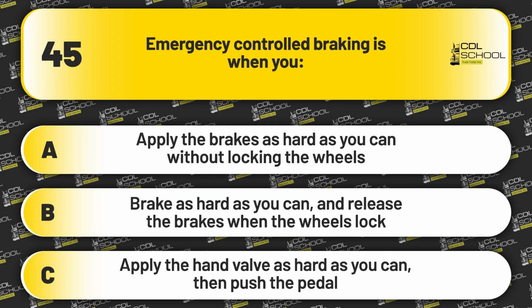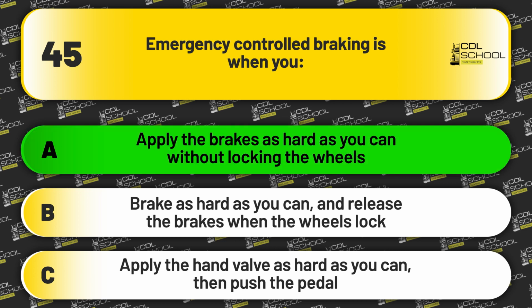Emergency control braking is when you A. Apply the brakes as hard as you can without locking the wheels. B. Brake as hard as you can and release the brakes when the wheels lock. Or C. Apply the hand valve as hard as you can, then push the pedal. So emergency control braking is when you apply the brakes as hard as you can without locking the wheels. That is emergency control braking. So the correct answer is A. Applying the brakes as hard as you can without locking the wheels.